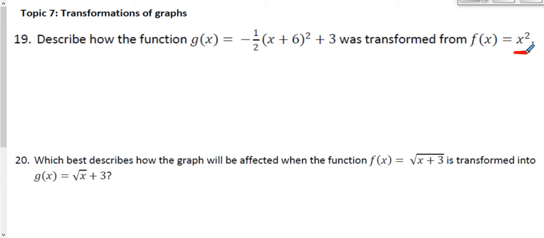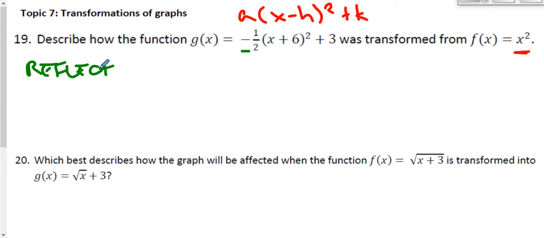Remember the formula we're comparing this to is a times x minus h, that's a horizontal shift, plus k, that's a vertical shift, and that a value up front is either a stretch or a compression. Now the first thing I notice in this transformed equation is this minus sign out front. That means that we have reflected over the x-axis. It's flipped us upside down. There we go, reflect over the x.